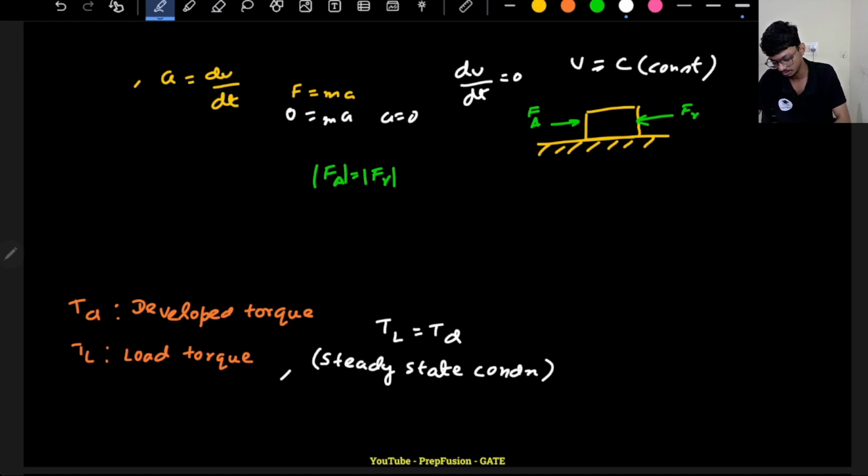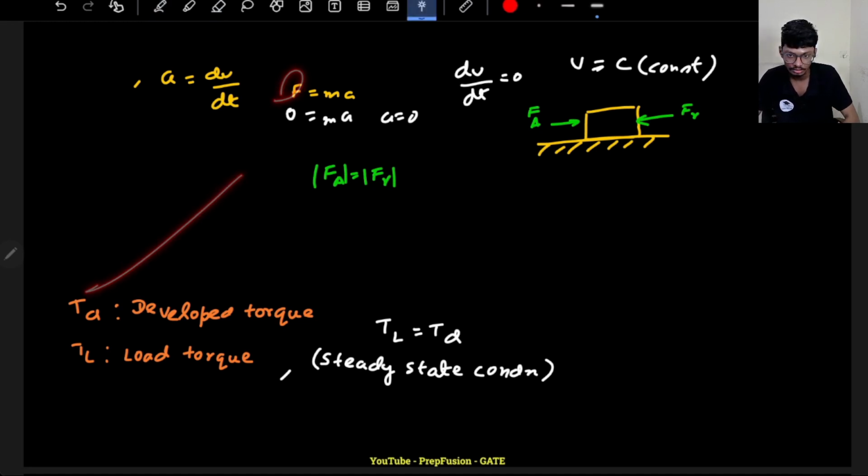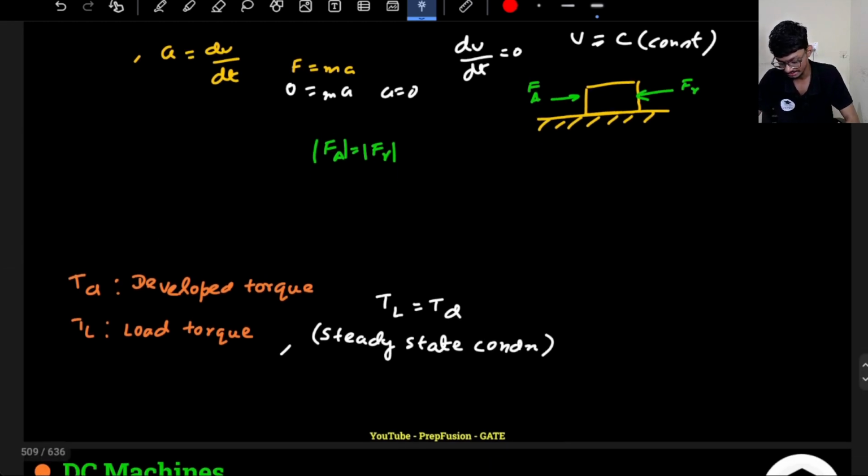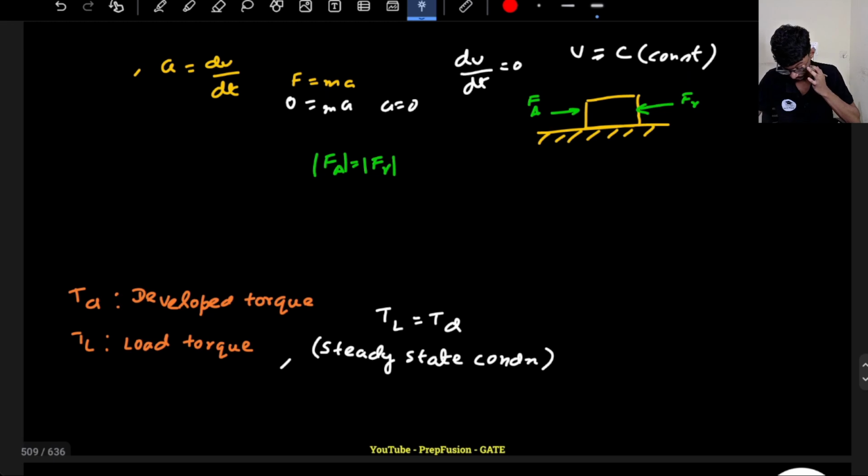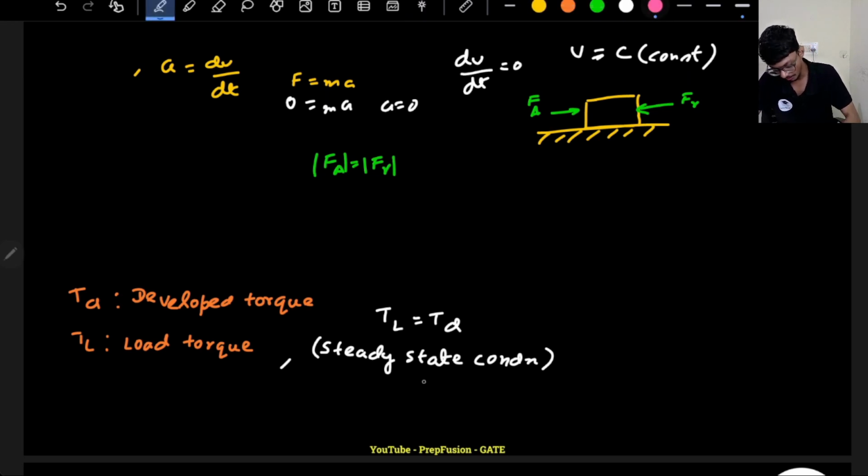In case of rotational motions, instead of force you will replace with torque, instead of acceleration you replace with angular acceleration, that is alpha, and instead of your speed you will replace with angular speed, omega. So in steady state condition, omega m will be constant.